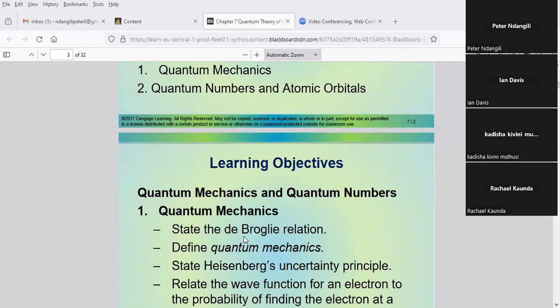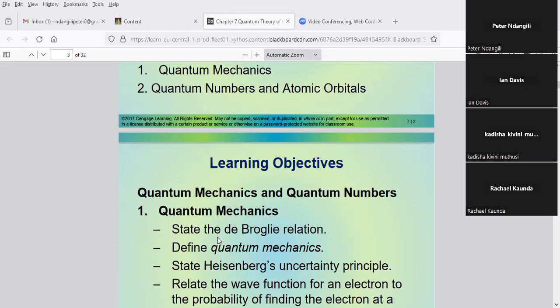Under quantum mechanics and quantum numbers, we will be talking about the de Broglie statement. Remember last time when I was teaching you, I said that matter can behave as a particle. It can also behave as a photon of light. This is what we call the dual nature of matter. I mentioned briefly that that is discussed by de Broglie, and therefore we are going to say a few things about the de Broglie statements.